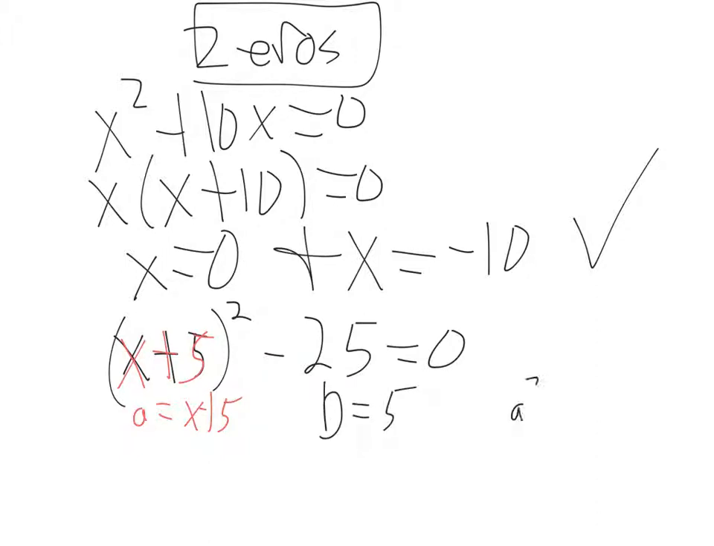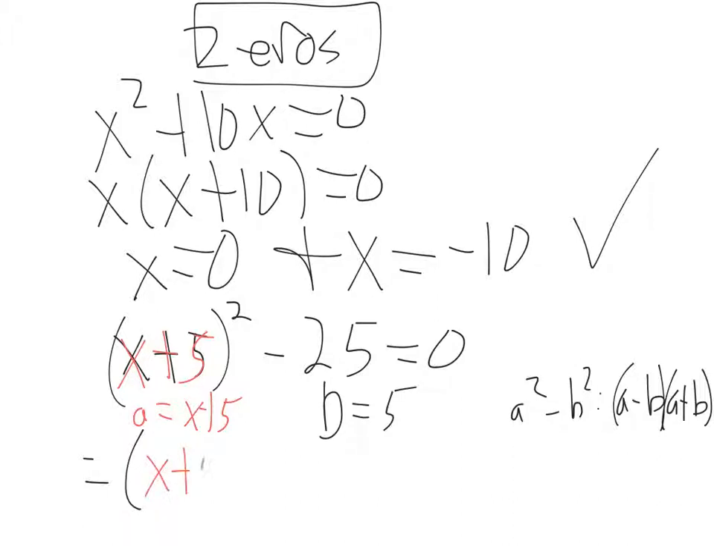And I know my formula is a squared minus b squared equals (a minus b) times (a plus b). Okay, so let's do that. So the a part, I'll write in red, is x plus 5. And then the b part, I have to minus 5. Then in the second set of brackets, it's again the a part, which is x plus 5, and the formula is plus b, so plus 5 again.